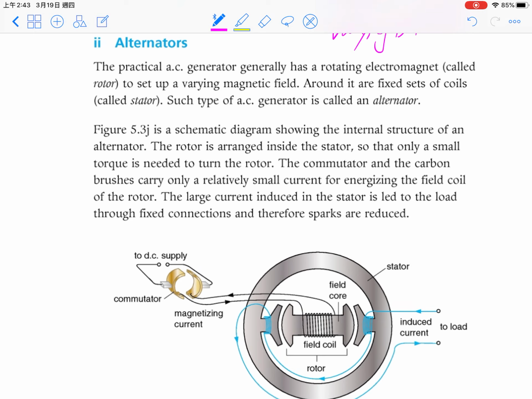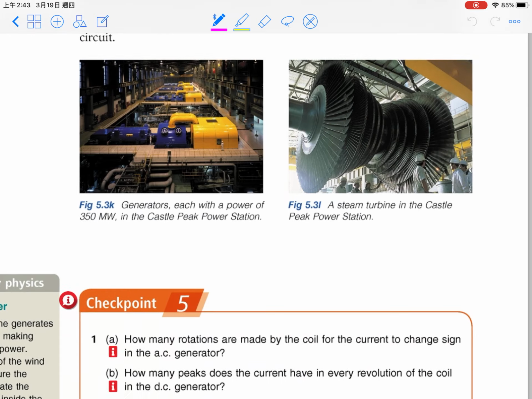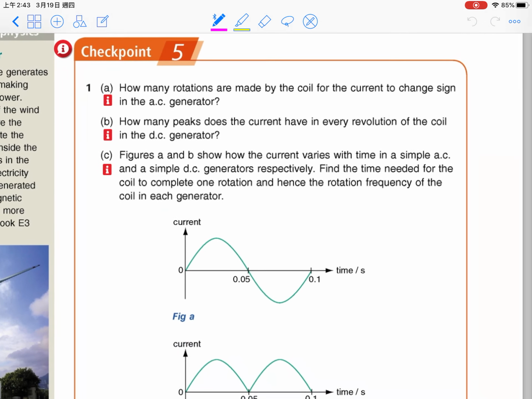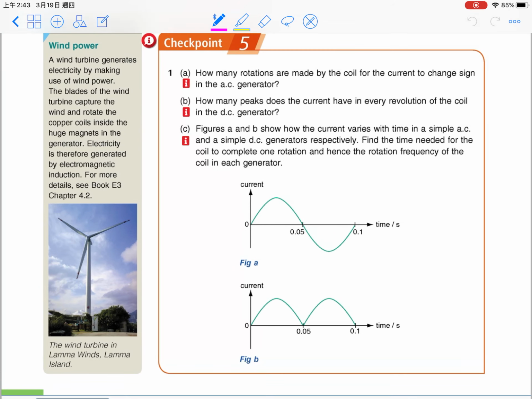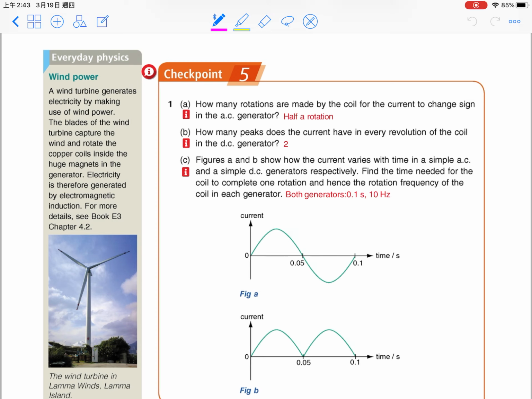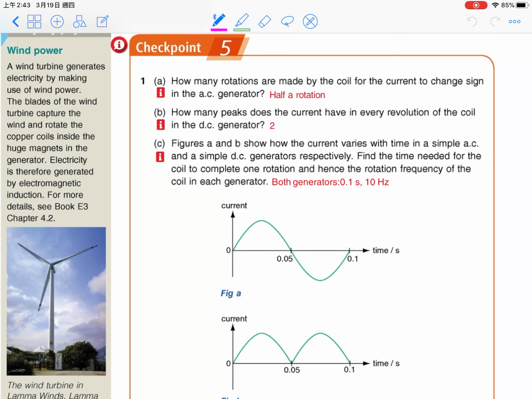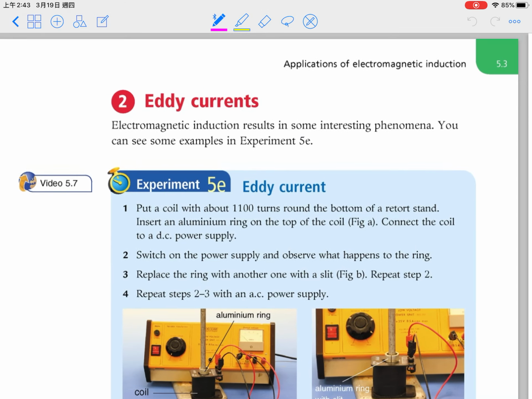Okay, and for the power station, we use a rotating electromagnet. We don't use permanent magnets in this case. Chapter 5. I hope you can have a try by yourself. And these are the answers.